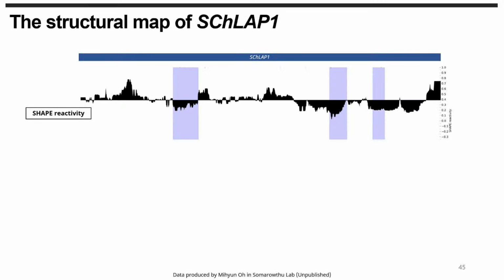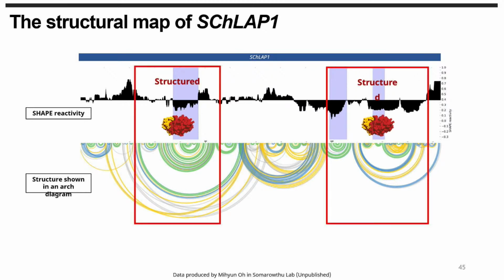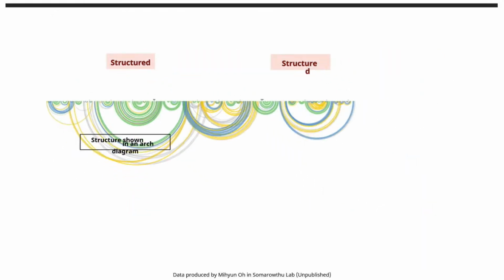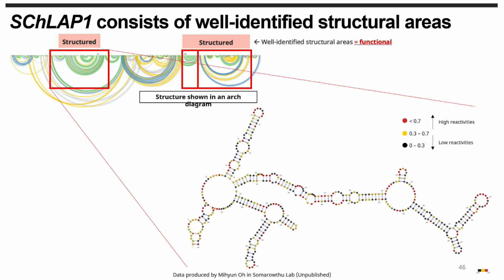So our group got this SHAPE reactivity map, and based on this result, we successfully built a secondary structural model of SChLAP1 here. And as I previously mentioned, areas with lower SHAPE reactivity correspond to structured areas, and the remaining areas with a higher SHAPE reactivity correspond to more unstructured areas of SChLAP1. And as I previously mentioned, there are different types of visualization for lncRNA structure in general. So here in this area, in a much more zoomed view, the RNA looks like this.